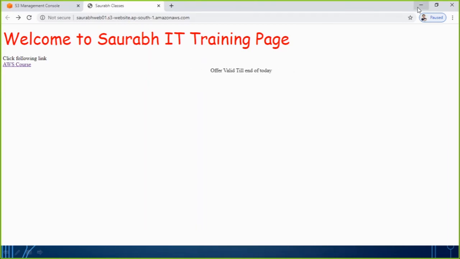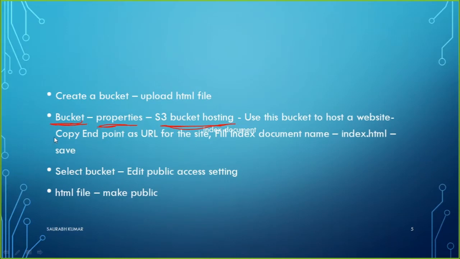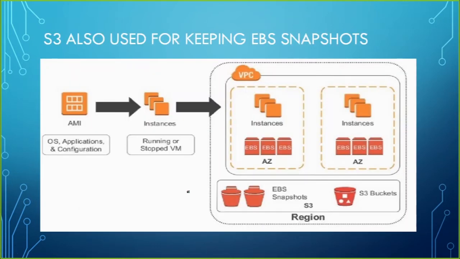So what are the tasks we performed? I have mentioned them here. We created a bucket, uploaded the file. We went through the properties of the bucket and used it to host a website. For the bucket we made public access, plus the file we also made public. Now we are done with it. Let's move to the next part here.